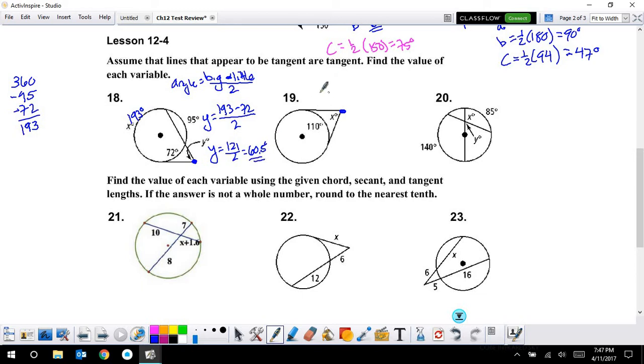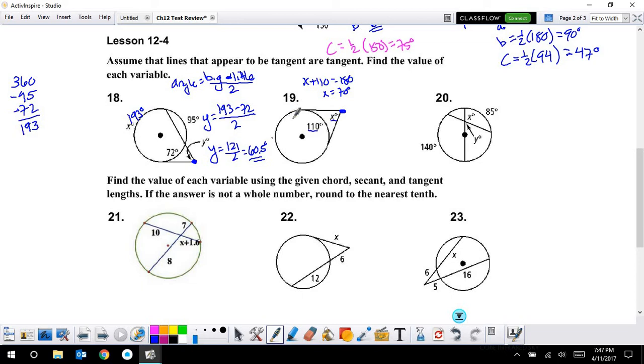For 19, remember if you had two tangents, that it was supplementary. The angle was supplementary to the arc that it was closest to. So you've got x plus 110 equals 180. So you had x was 70 degrees.